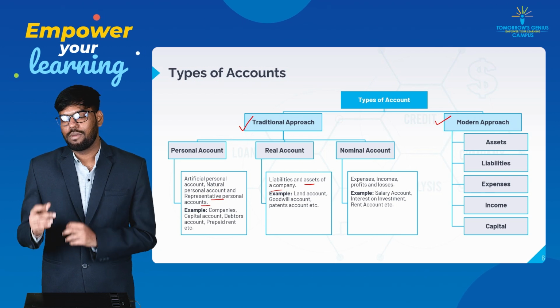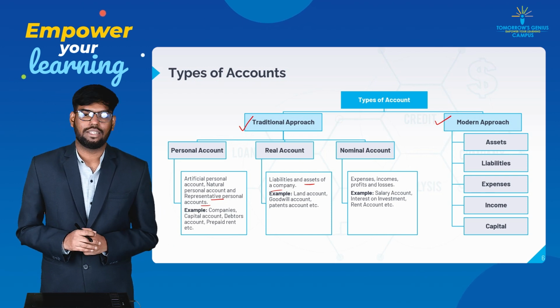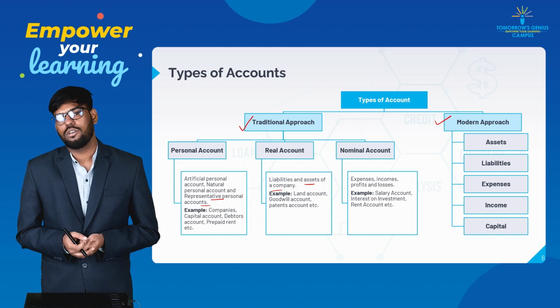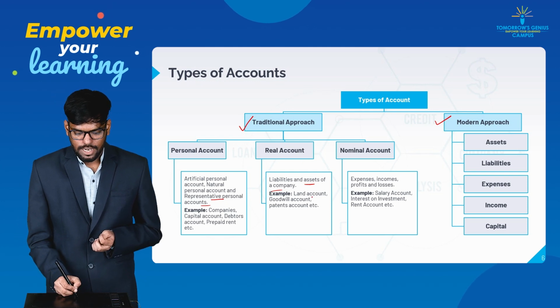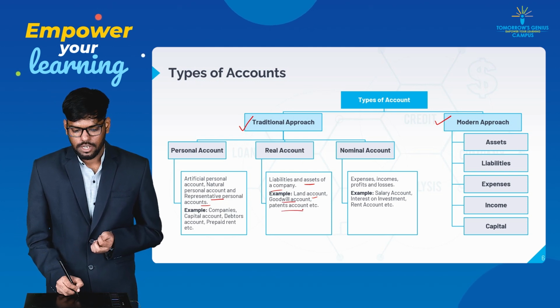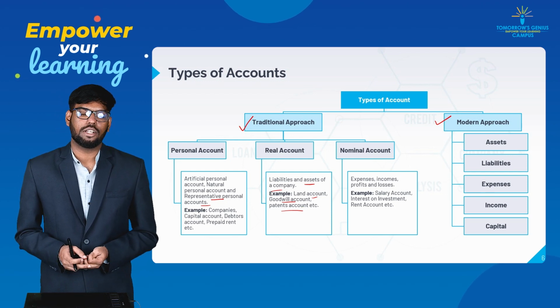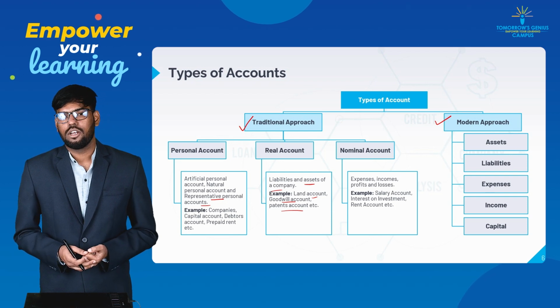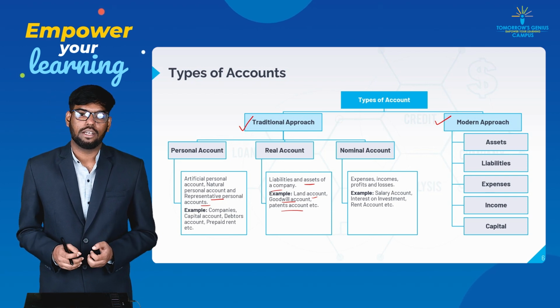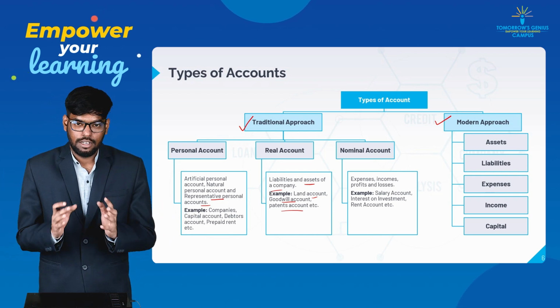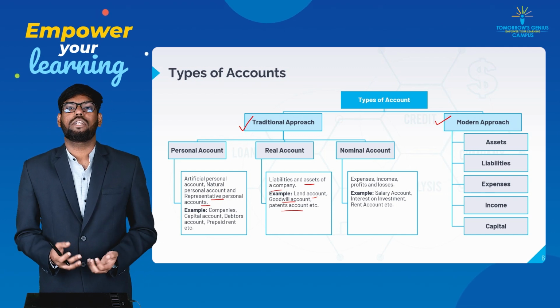Similar to assets, there are some liabilities. Those liabilities also fall under the category of real account only. So land account, goodwill account, patents account. Land is my real asset. A patent is nothing but an intangible asset. A patent means I have invented something and that invention belongs to me. That is nothing but the patent.